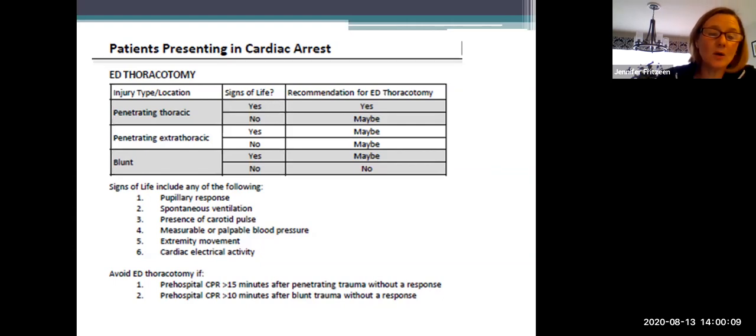Now, when do we do an open thoracotomy? If they have a penetrating extrathoracic or a penetrating thoracic wound and they have signs of life, or blunt with signs of life, then it may be an indication for an open thoracotomy. Signs of life are hard signs: pupillary response, spontaneous breathing, a carotid pulse, a palpable blood pressure, electrical activity. And we're not going to do an open thoracotomy if they've been down too long. If they've been down for greater than 15 minutes pre-hospital with penetrating, we won't even go there, or 10 minutes with blunt.